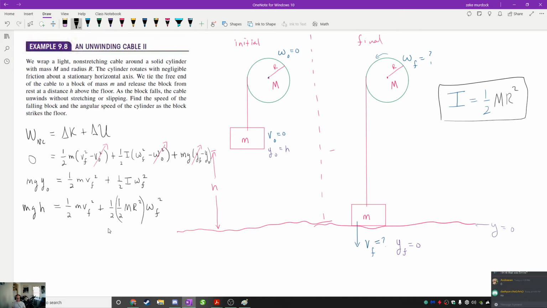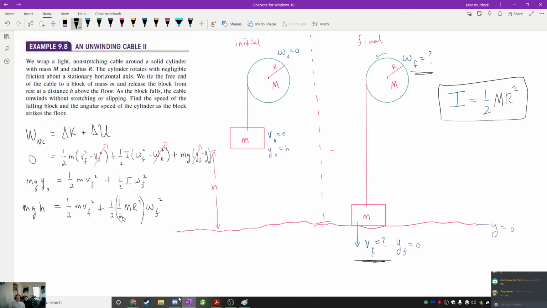But we're still left with an equation that we can't really solve now, because even if m, g, h are given and r is given, if we had numbers for those, we don't know vf and we don't know omega f, right? Both of those are unknowns here and here. That's what we're trying to find, right? Find the speed of the block and the angular speed of the cylinder as the block strikes the floor. So what can we do? How can I relate this velocity, the velocity at which the block strikes the floor, to the angular speed of the disk?